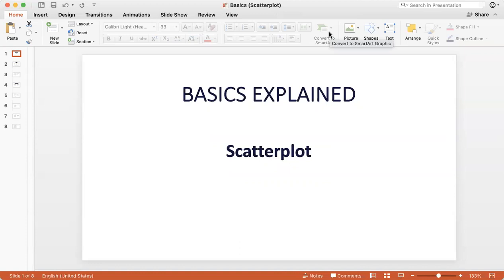Today we look at the basics of scatterplots. Scatterplot questions are frequently tested on SAT Math. So let's begin.